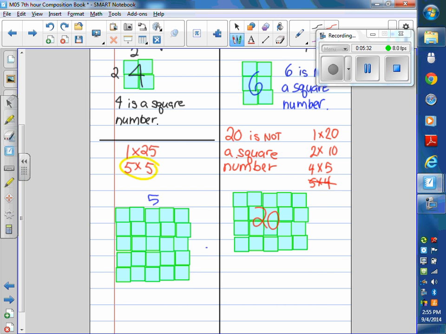So I can make a 5 by 5. It's a 5 by 5, so the square number is how many squares there are all together. So we would say 25 is a square number.